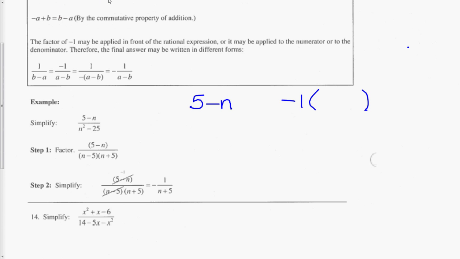It's going to be an n minus 5. I'm reversing these two. So if you look at the first example here, I've got a 5 minus n on top, but I've got an n minus 5 on the bottom. Well, if I divide out a negative 1 up here, I can flip that around to n minus 5 so that then I can get them to cancel.